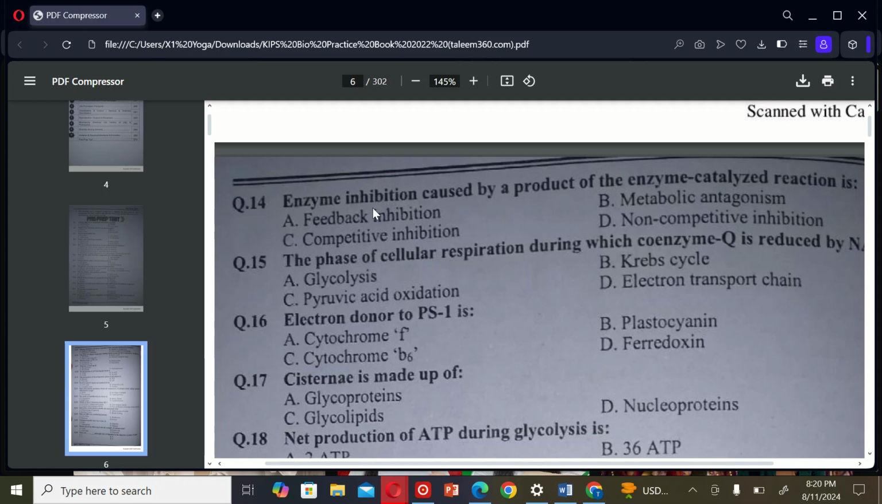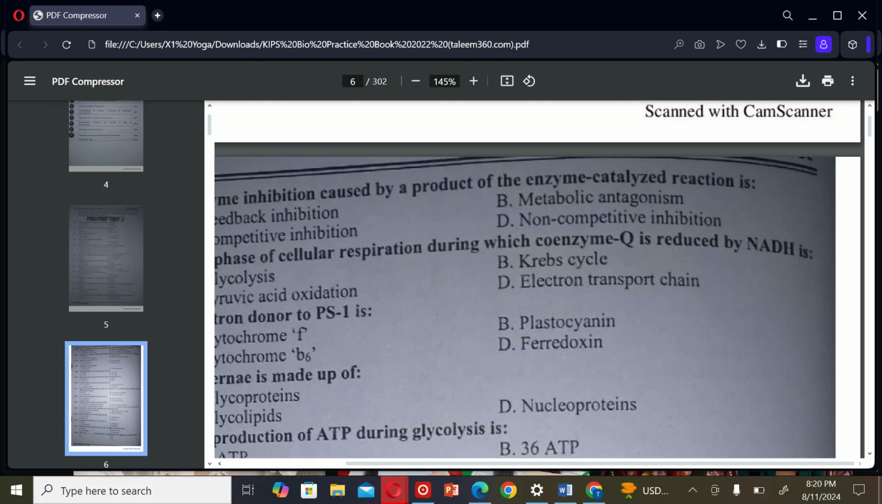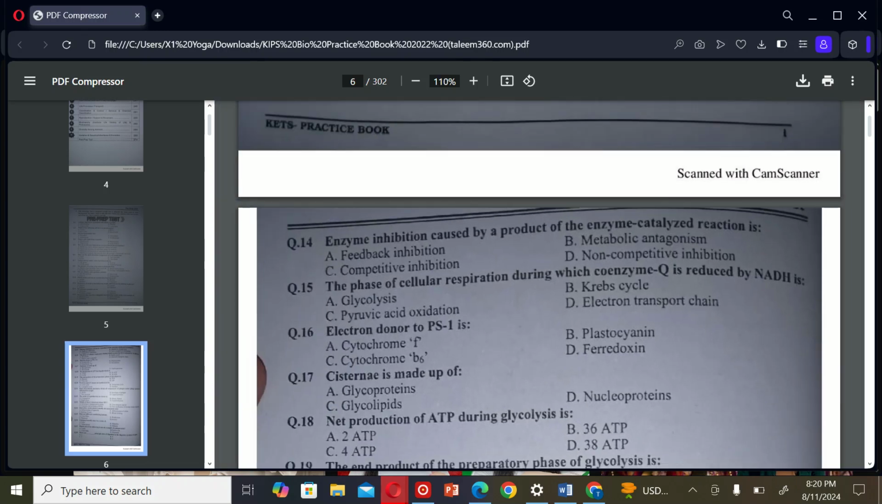The next MCQ is: enzyme inhibition caused by a product of the enzyme catalyzed reaction is A. Feedback inhibition, B. Metabolic antagonism, C. Competitive inhibition, and D. Non-competitive inhibition. The correct option is A. Feedback inhibition. The next MCQ is: the phase of cellular respiration during which coenzyme Q is reduced by NADH is A. Glycolysis, B. Krebs cycle, C. Pyruvic acid oxidation, and D. Electron transport chain. The correct option is D.